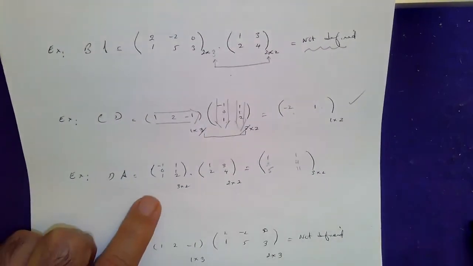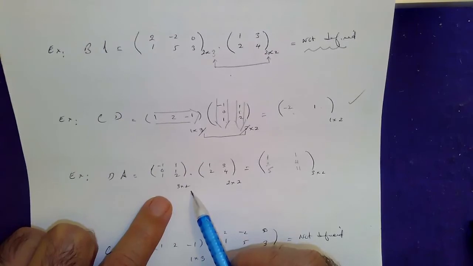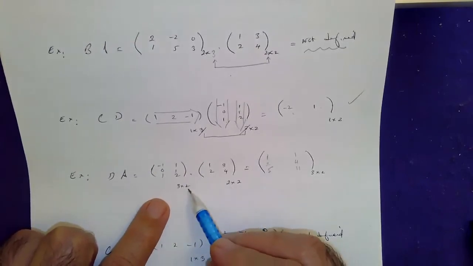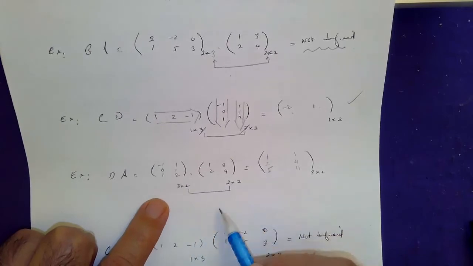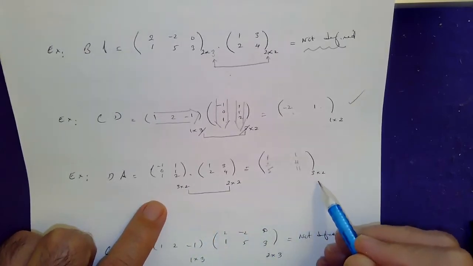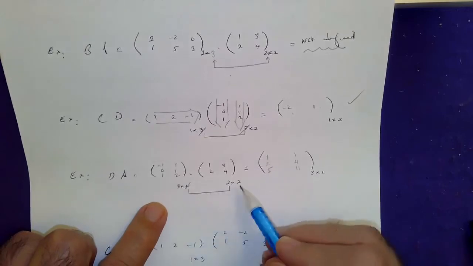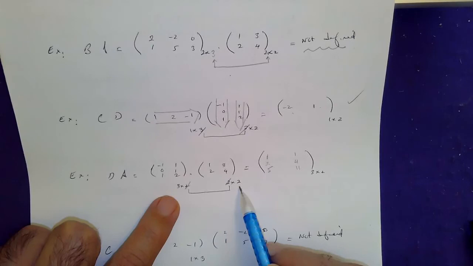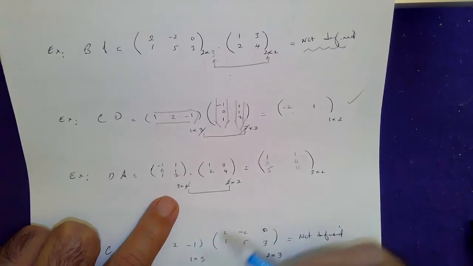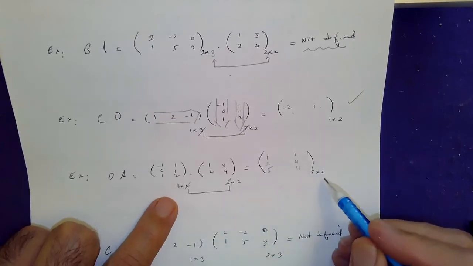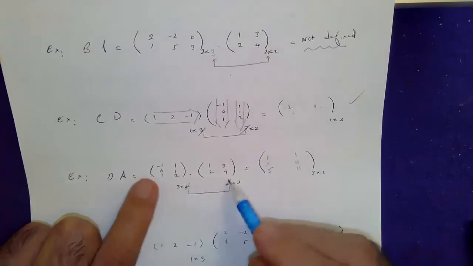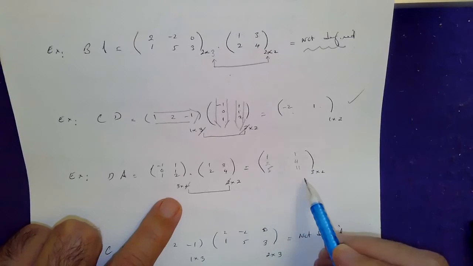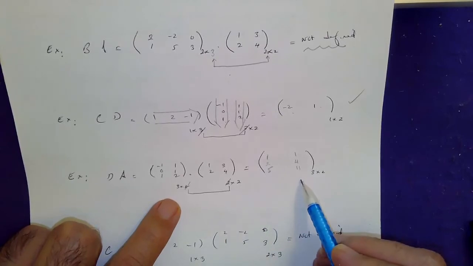This guy is what? 3 by 2. But A is what? 2 by 2. These guys match. Therefore, the product is defined. If you cancel these 2's, the product should have a dimension of 3 by 2. Notice we can tell ahead of time what the dimension of the product will be before we multiply. So the product has to be 3 by 2, and that's basically how I got this answer.